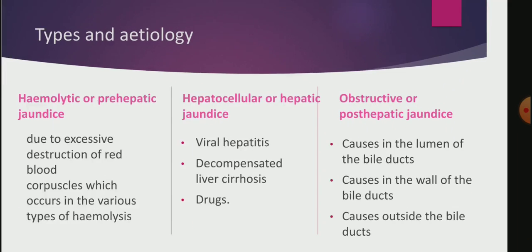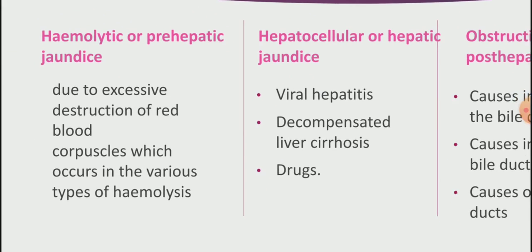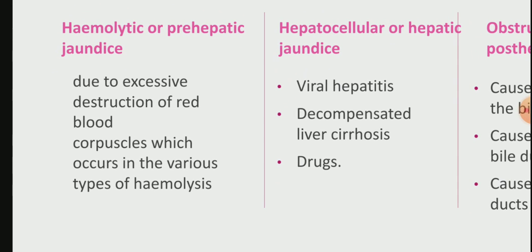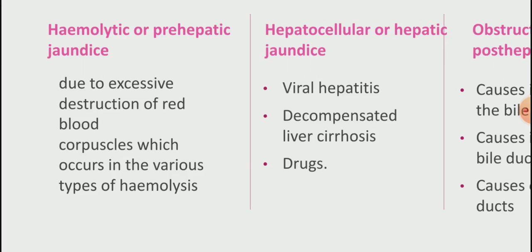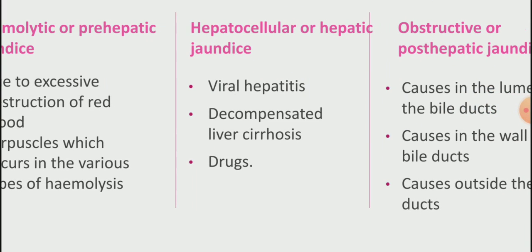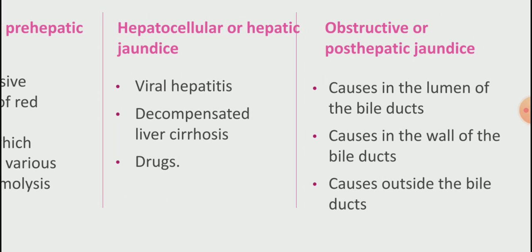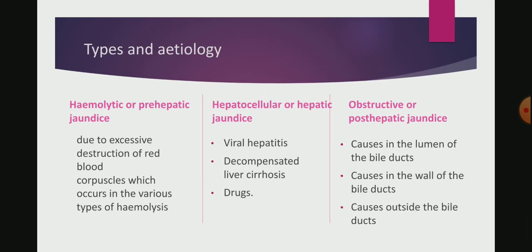Types and etiology. We have three types of jaundice: hemolytic or prehepatic jaundice, due to excessive destruction of RBCs, which occurs in various types of hemolysis; hepatocellular or hepatic jaundice, in viral hepatitis, decompensated liver cirrhosis, or some drugs; and obstructive or post-hepatic jaundice, with the cause in the lumen of the bile duct, in the wall of the bile duct, or outside of the bile duct.